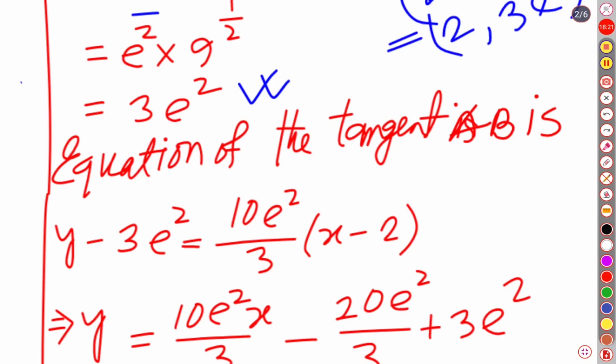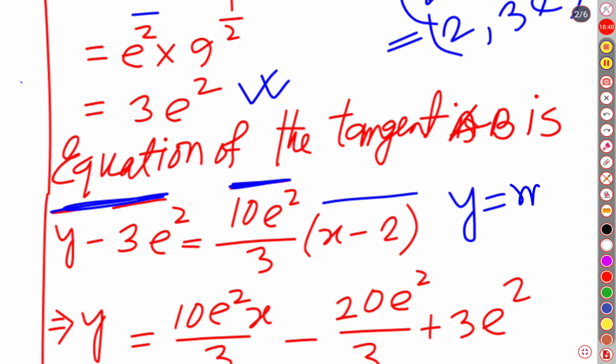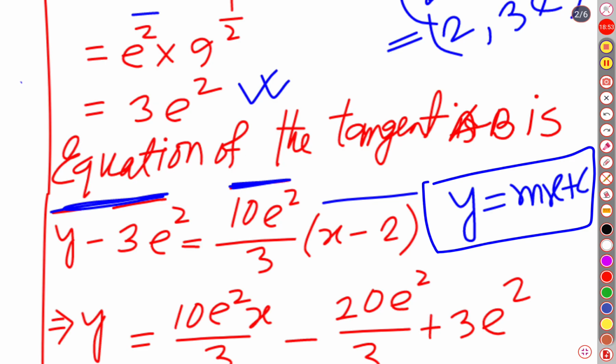So you know how to form the equation. The equation is y minus the y coordinate equals the gradient into x minus the x coordinate. Already you may remember that 10e²/3 is the gradient. It is actually like this, y is equal to mx plus c; this is the form of any equation of a straight line. So y minus 3e² is equal to 10e²/3, the gradient, into x minus the x coordinate.